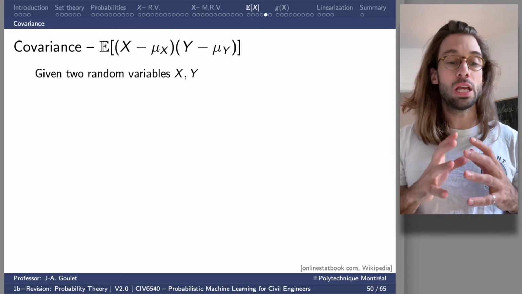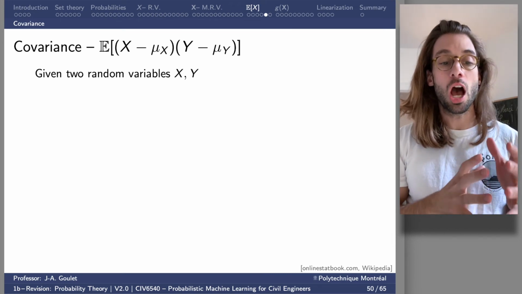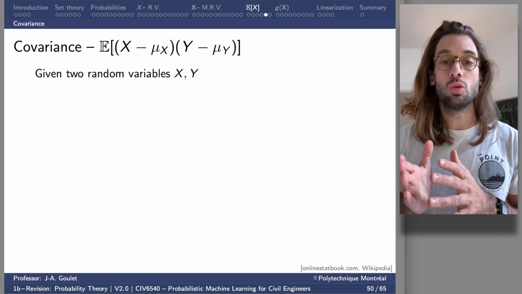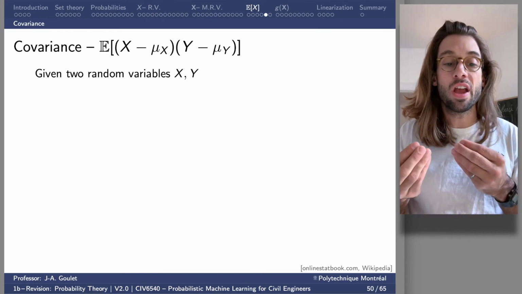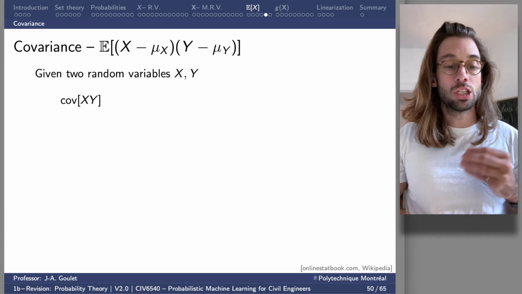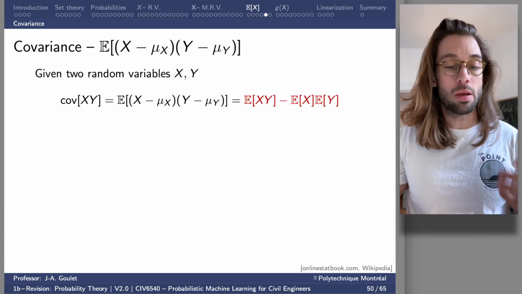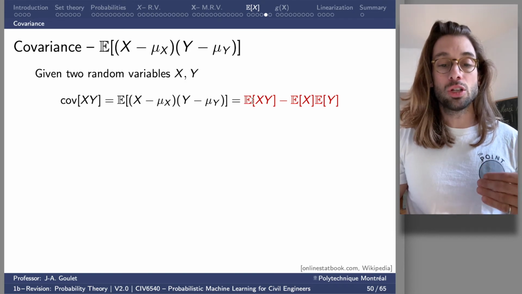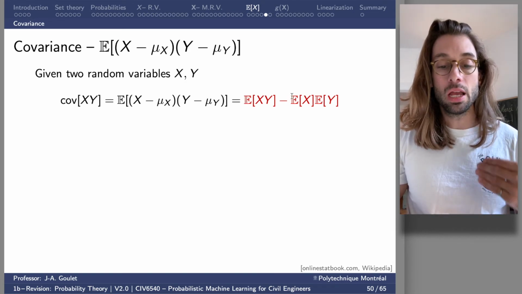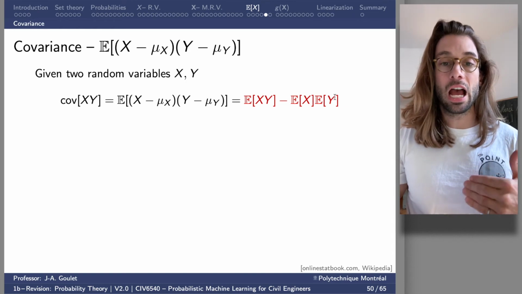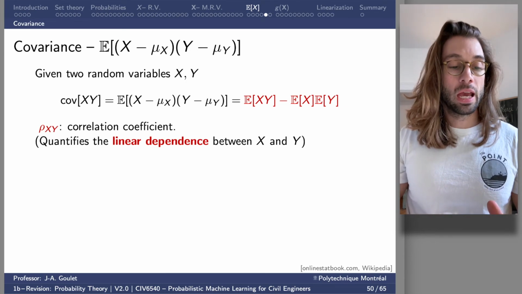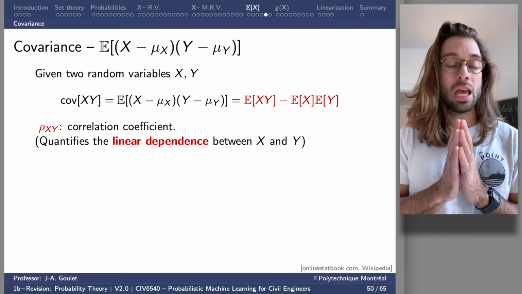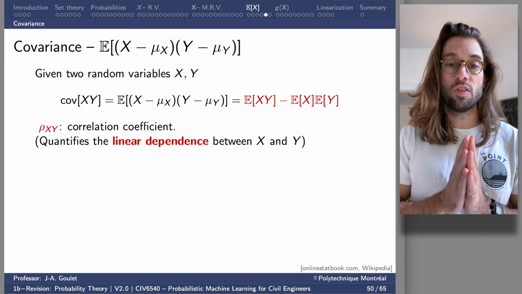The covariance represents the expectation of the random variable x minus mu x times y minus mu y. Okay, now we're referring here to the covariance between x and y. So this covariance is defined as I described to you earlier, and we can rewrite this as the expectation of x times y minus the expectation of x times the expectation of y. And here, a key concept we're going to deal with in machine learning is the correlation coefficient, okay?